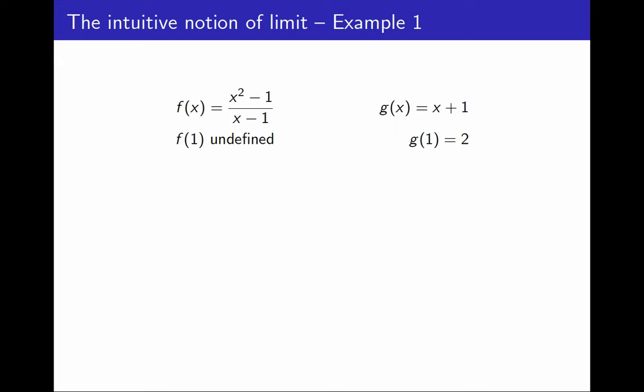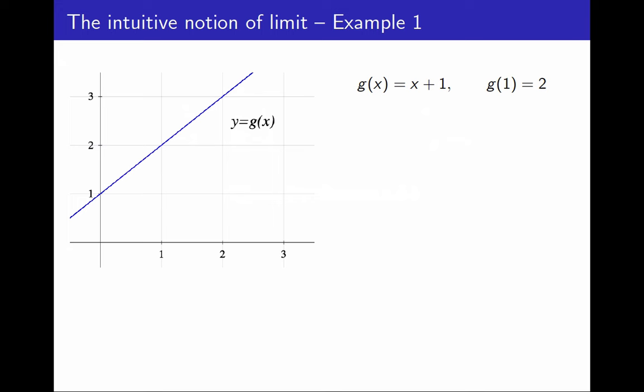Then we're saying at 1 they're different. f of 1 is undefined, but g of 1 is 2. Everywhere else, the two functions are the same. I can use this to sketch the graph of both of them. Let's start with g because it is easier. g has graph this line, it's just a line, and at 1 it is equal to 2.